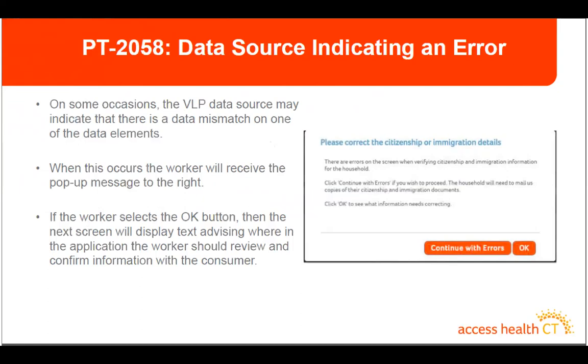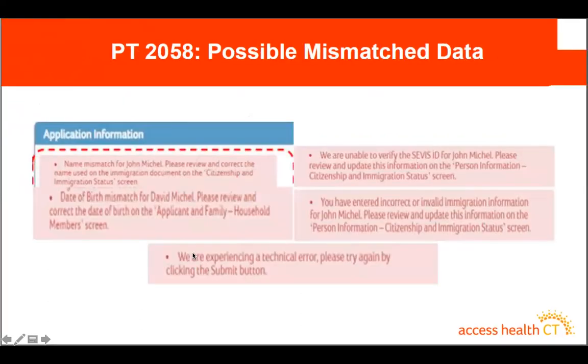You'll see on the next screen some of the prompts that might come up. It might be that a date of birth seems to be incorrect for one of your clients. It might be that a name doesn't seem to be correct. Another flag that might occur is with SEVIS ID, which usually pertains to those with student visas. Another flag there is just that there may have been a technical error, and that would just require you to resubmit. It's like a temporary glitch.